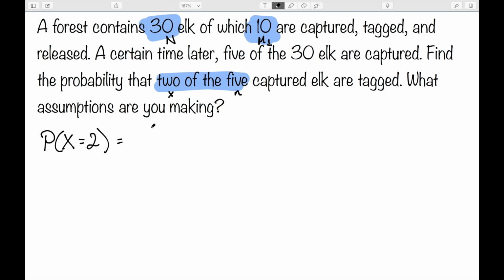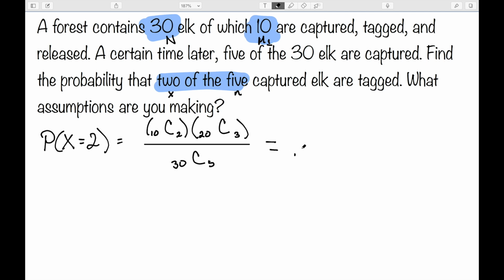So the probability that X is equal to 2, well, out of the 10 that are captured, we want to pick 2 of those. That means out of the 20 that were not captured and tagged, we want to pick 3 of those. Out of a total of 30 elk that we are getting 5 of. And this is equal to approximately 0.36. So what assumptions are we making? We are making the assumption that it is equally likely to capture any of these elk whenever we capture the elk to figure out how many are tagged.